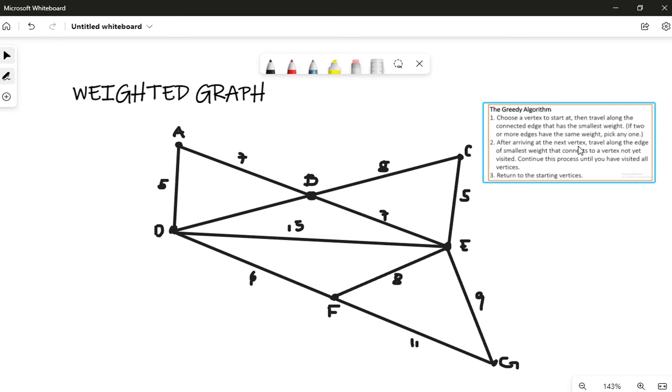After receiving the next vertex, travel along the edge of the smallest weight that connects to a vertex that is not yet visited. Continue this process until you have visited all the vertices, and then return to the starting vertex. So that means again, we'll be using each vertex once.